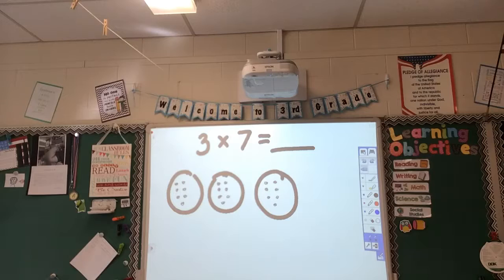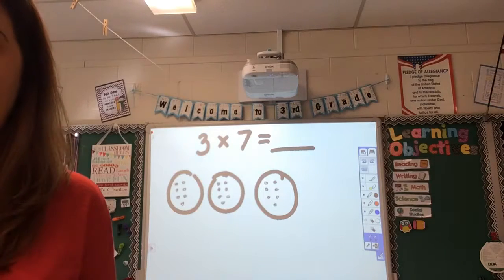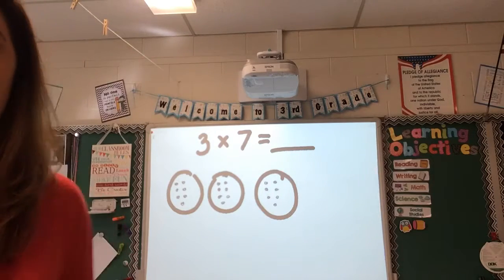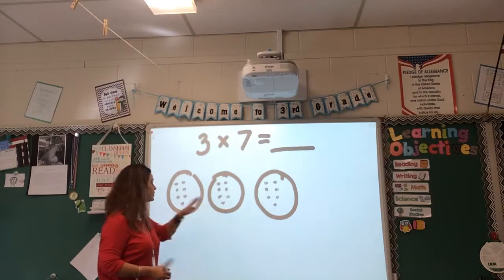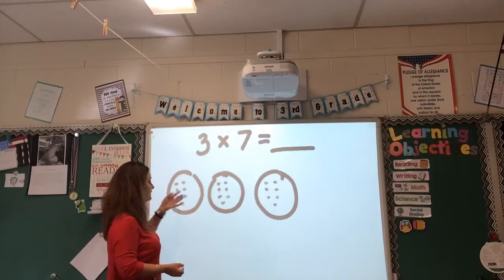Okay. So a student today actually said that those look like chocolate chip cookies, and they kind of do. So you want to think about the circles as your cookies, and the dots as your chocolate chips. So I have 3 cookies, and I need 7 chocolate chips in each, or again, I have 3 groups, and I have 7 in each.